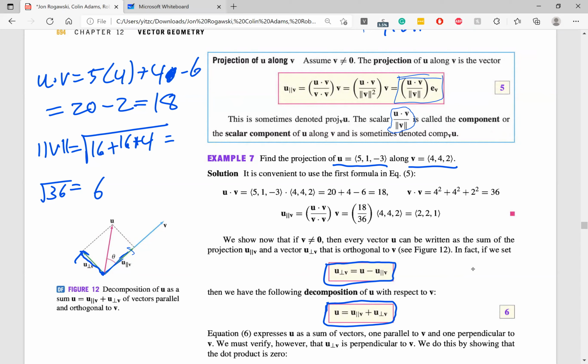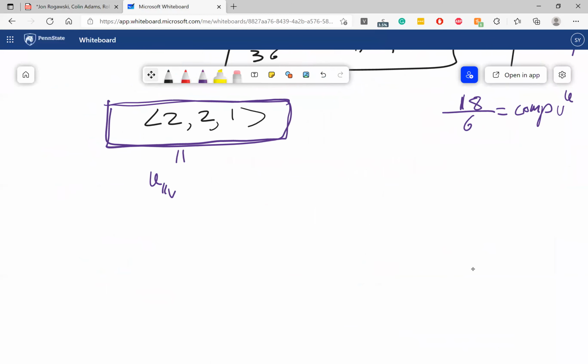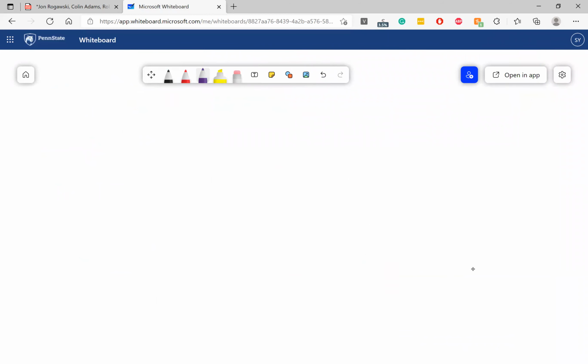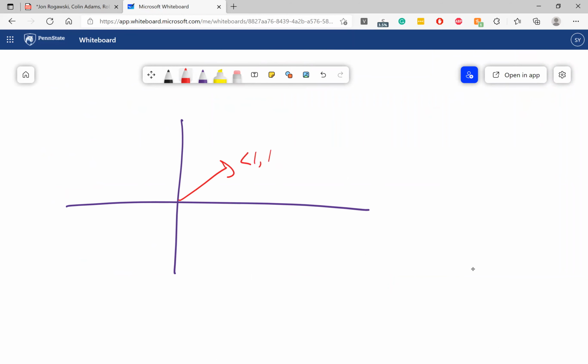So, for example, if I have some vector, let's take the vector 1, 1. So here's your vector 1, 1. And I wanted to project this vector onto the vector I, which is the vector 1, 0. What will this projection look like?